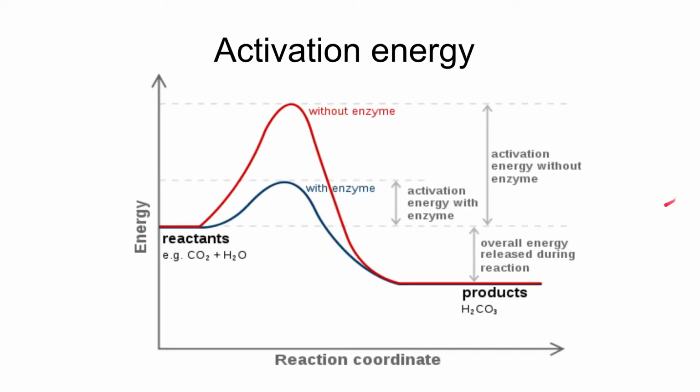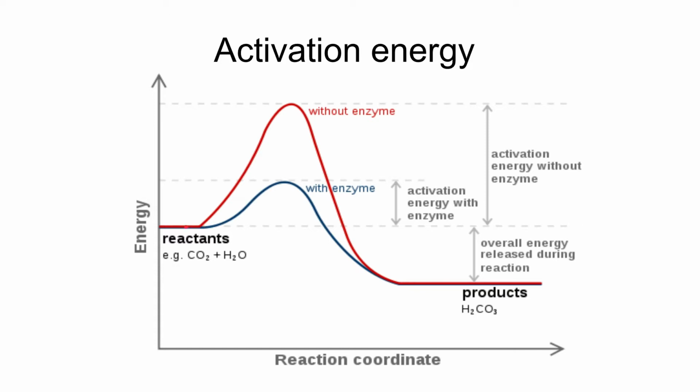Well, if we take a look at any reaction, we start with some reactants. In this case, I've got carbon dioxide and water. And you can see down here that after the reaction has taken place, the products have formed. The total energy in the products is actually less than the total energy in the reactants. So the overall energy released during the reaction has resulted in less energy in the products compared to the reactants. But in order to get from the reactants to the products, you can see that we actually needed to input some energy in the first place.